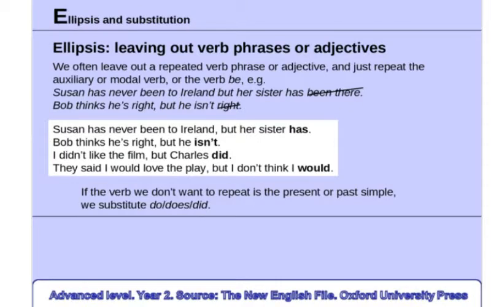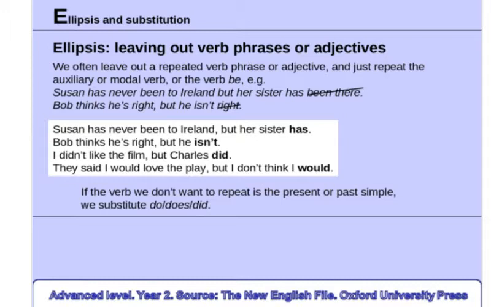Ellipsis: leaving out verb phrases or adjectives. We often leave out the repeated verb phrase or adjective and just repeat the auxiliary or modal verb or the verb be. For example, Susan has never been to Ireland, but her sister has. Bob thinks he's right, but he isn't.